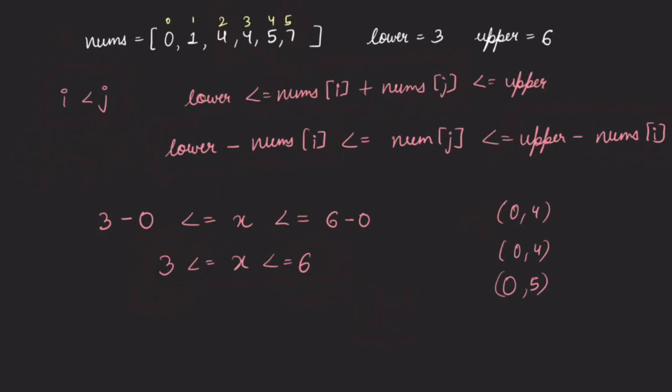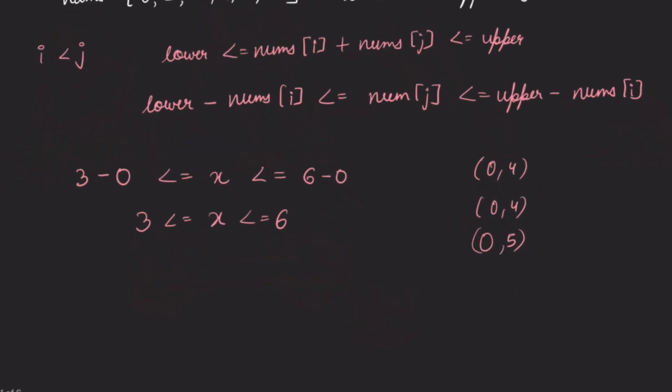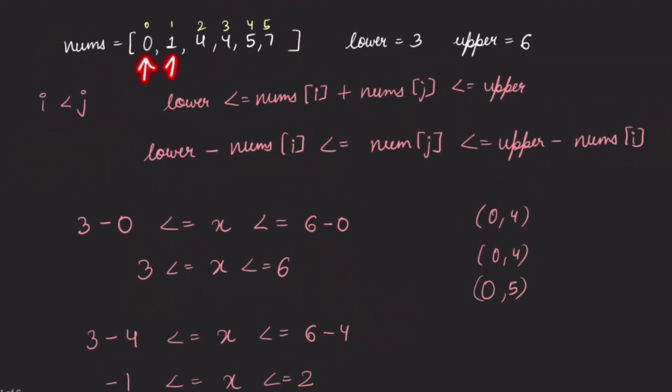If you closely look here, let us suppose that we were at this element 4. In that case, your equation will be 3 minus 4 less than equals to x less than equals to 6 minus 4, which is minus 1 less than equals to x less than equals to 2. Now, within this range minus 1 to 2, you are having two elements here, 0 and 1. But you see, for the 0 with this 4, we would have already counted the pair. And before we come at this 4, the pair that this 1 would have with this 4, that also we would have already counted, right?